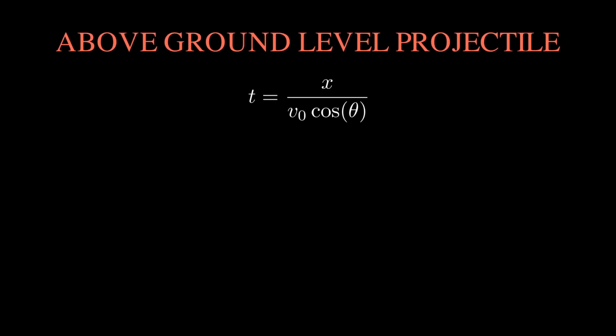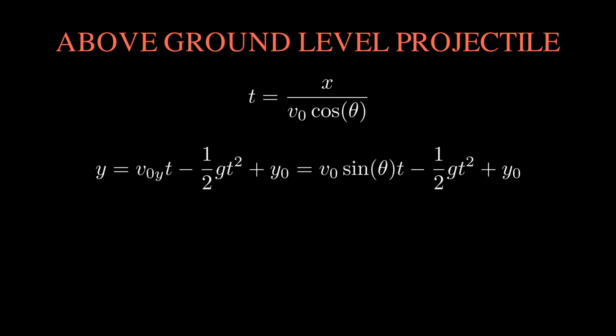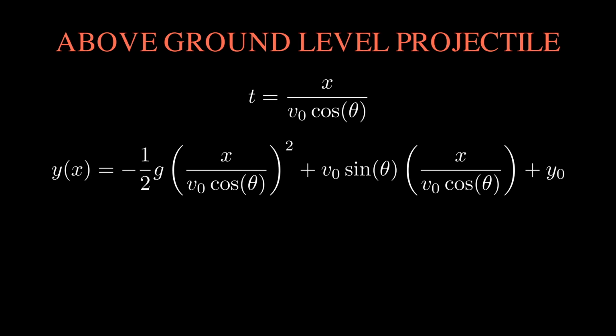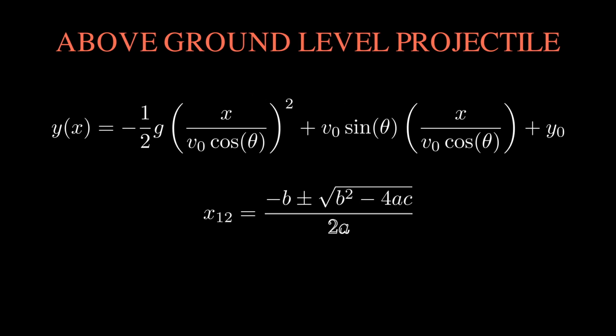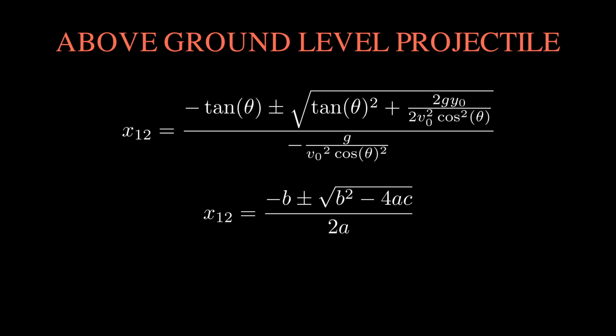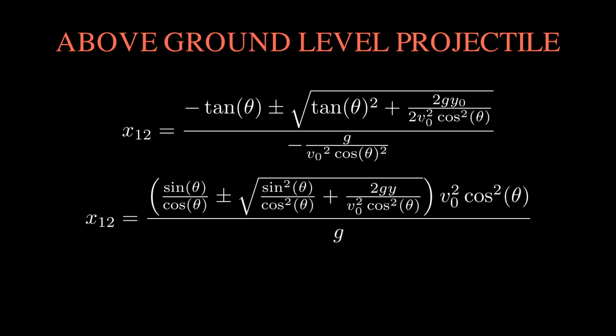For the case of the above ground level projectile, we start the same way we did earlier. Only this time we add the condition that the initial height is different from 0. The equation we obtained can be solved by using the quadratic formula. The result may seem quite confusing at first. Here, I tried to be as clear as possible by guiding you through each step. Feel free to pause the video if you're interested in the calculations.